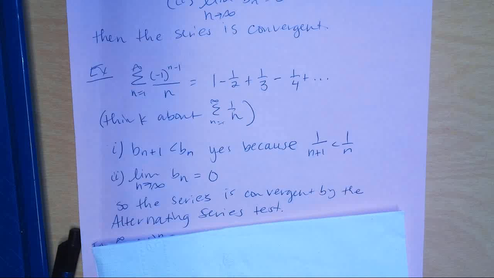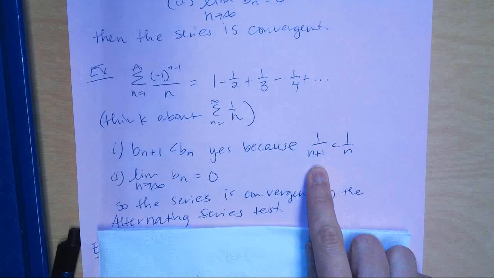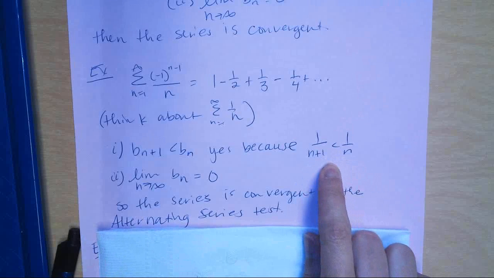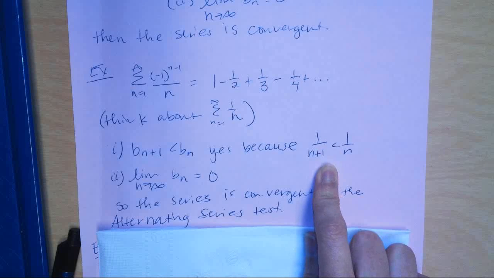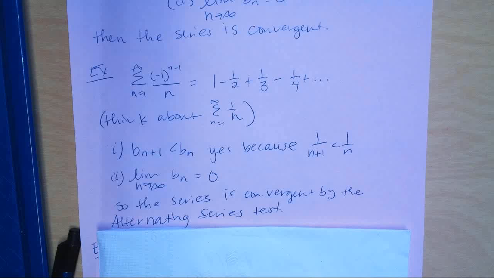1 over n plus 1 is less than 1 over n. So every additional term is smaller than the previous term. And the limit of 1 over n as n approaches infinity is 0. That's what we care about. Basically you take away that -1 to the n minus 1 and you just test for divergence. But this time, we can use both. The series itself doesn't converge absolutely, I know. It's pretty fascinating.